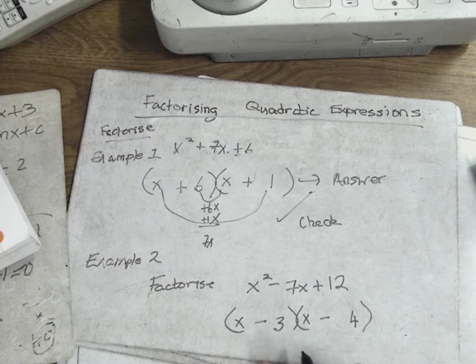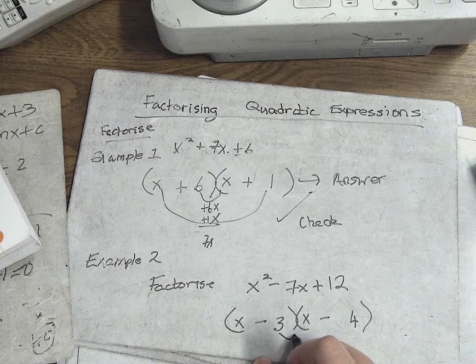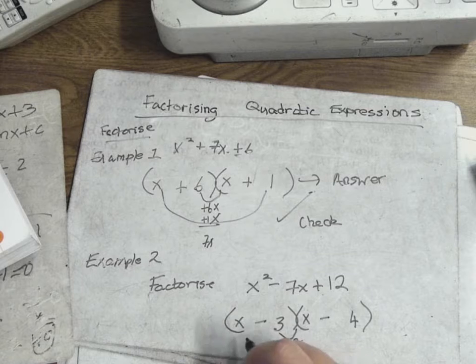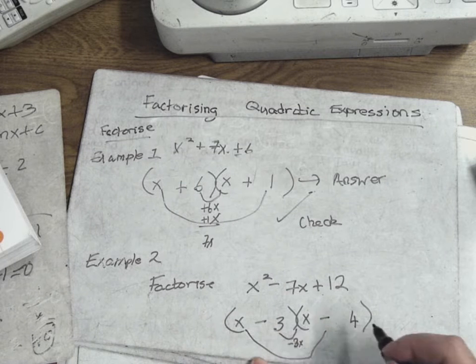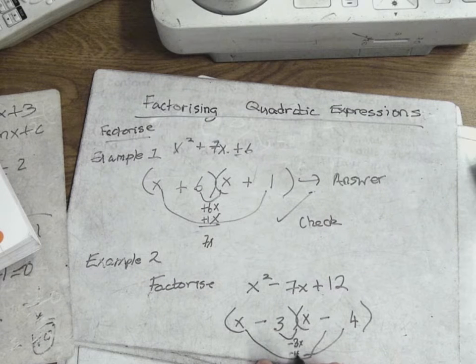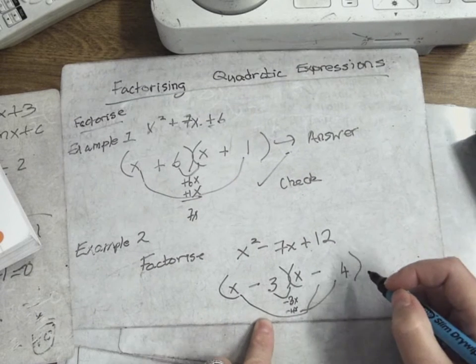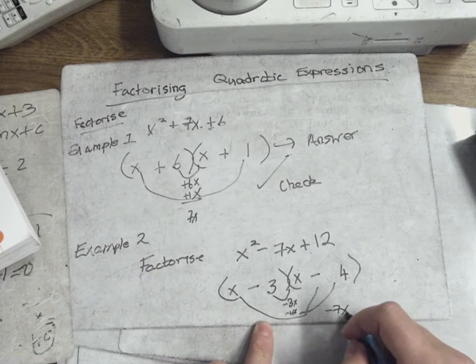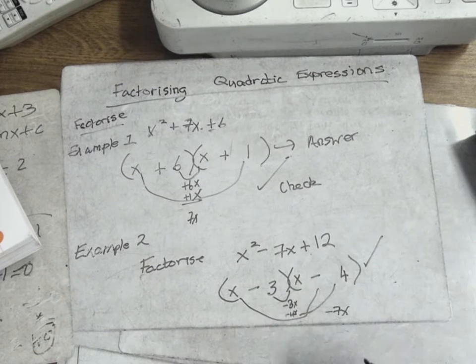I need to check. To check, you multiply the two middle terms. Minus 3 by x, what will I get? Minus 3x. And then on the outside, I have minus 4 by x. So what's minus 4 by x? Minus 4x. Put those together and you get minus 7x, which is your middle term, which means my answer is correct.